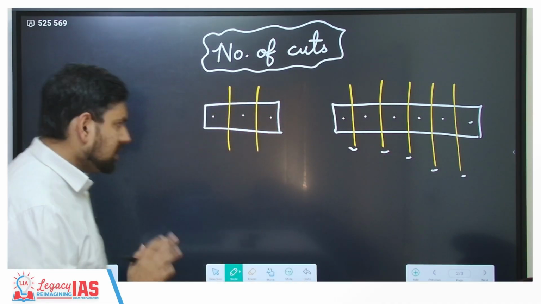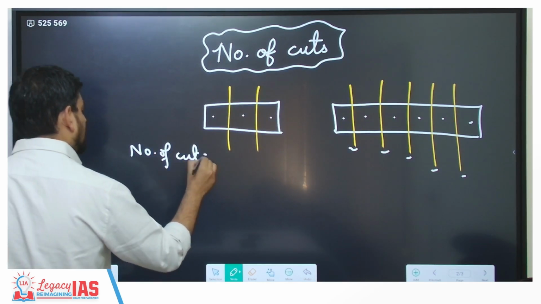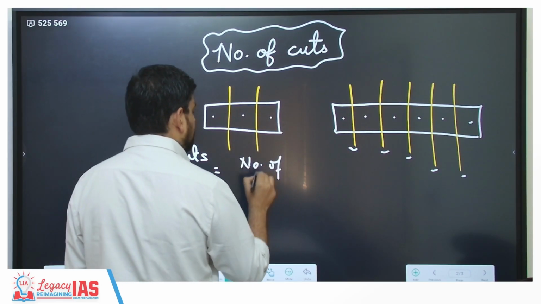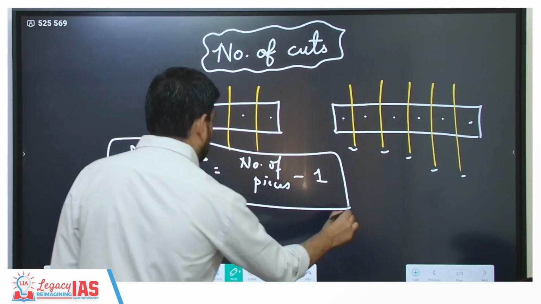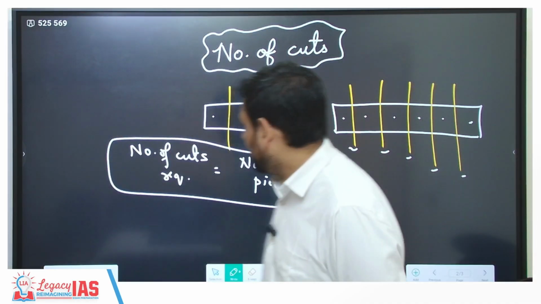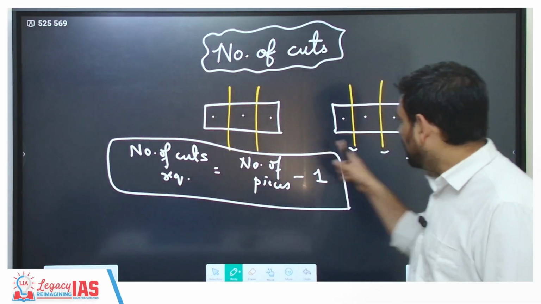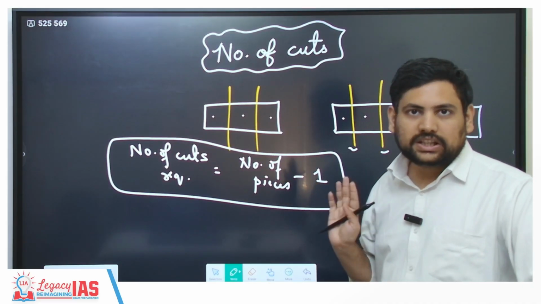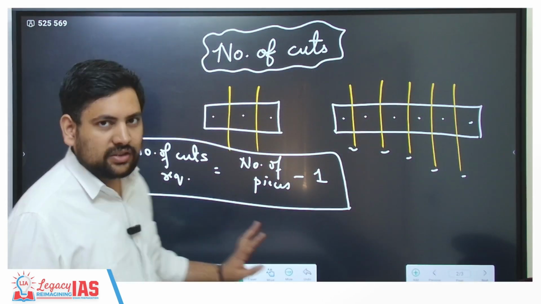So one thing that you must be getting is that the number of cuts required is equal to the number of pieces minus 1. Simply, number of pieces minus 1. So if I want 3 pieces, how many cuts will I require? 3 minus 1, that is 2. Similarly, if I want 6 pieces, 6 minus 1, 5. Understood? Now, this is for 1D, 2D objects.